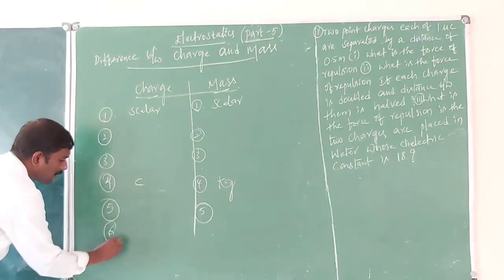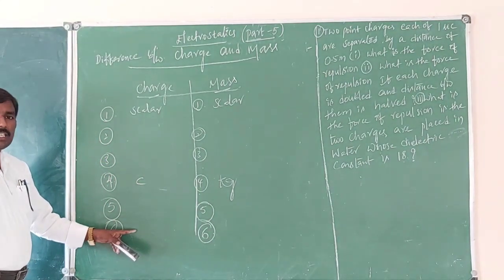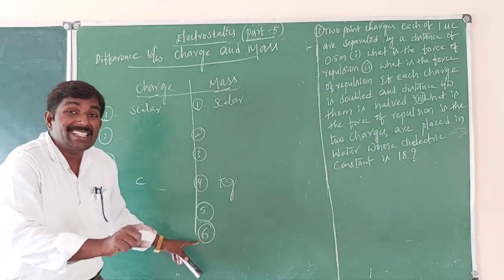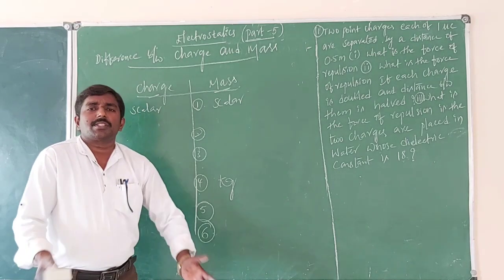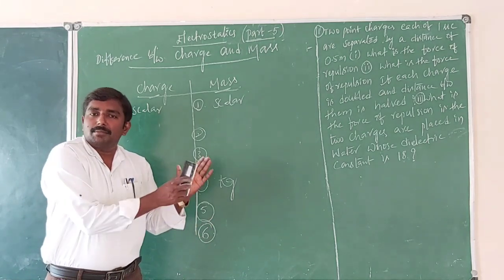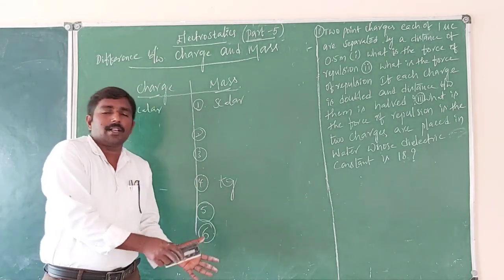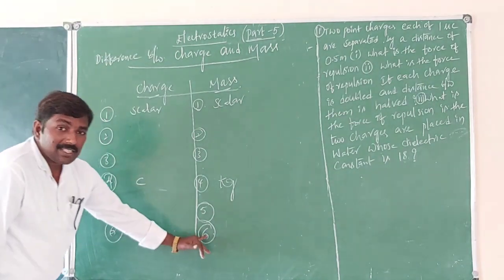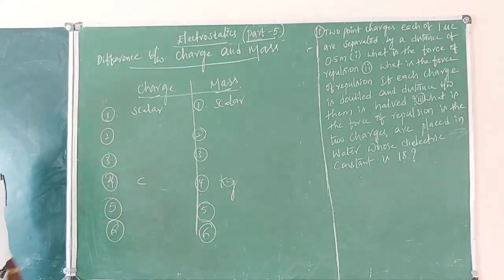Next, sixth one. Mass is not conserved, but it is converted into energy, and vice versa. According to Einstein, mass energy equivalence, E is equal to mc square. In some nuclear reactions, some quantity of mass is converted into energy, and the same quantity of energy is again converted into mass. Okay, students.